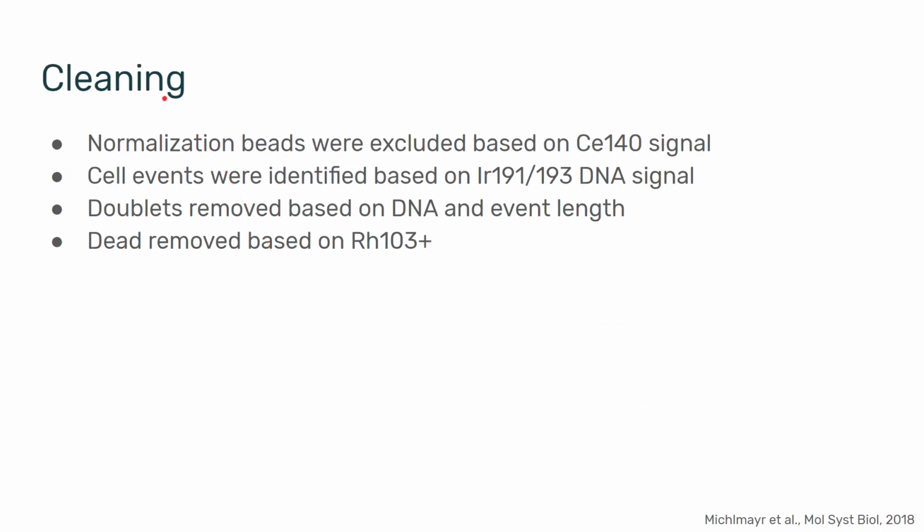So first of all, the first step is cleaning, and these are pretty much copy pasted from the paper's method section. They remove normalization beads, they identify cells based on DNA, they remove doublets based on DNA and event length, and they remove dead events based on Rh103.